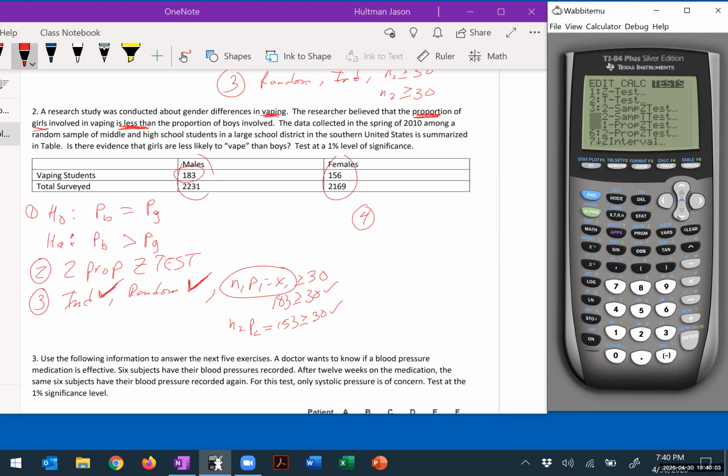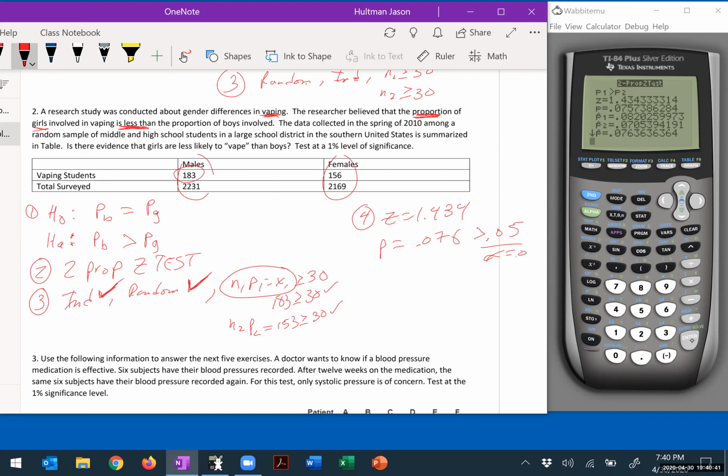Okay, 2-prop z-test. It's all the same, and we want greater than, not less than. Greater than, and then hit calculate. There we go, that's much better. This is 1.434, which is my z-score. And what's the p-value? The p-value is 0.07, and that is greater than 0.05, which is our default significance level.